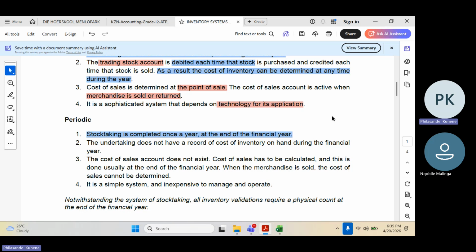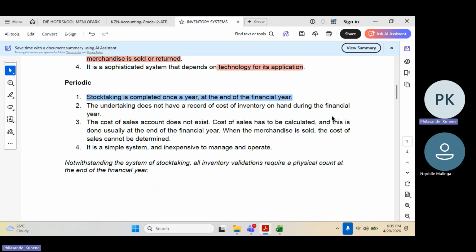So it is easy for employees to steal the inventory or to steal the trading stock. Very easy for them. Crime, you cannot prevent it that easily when using periodic.